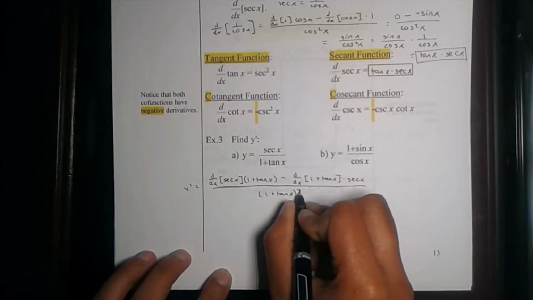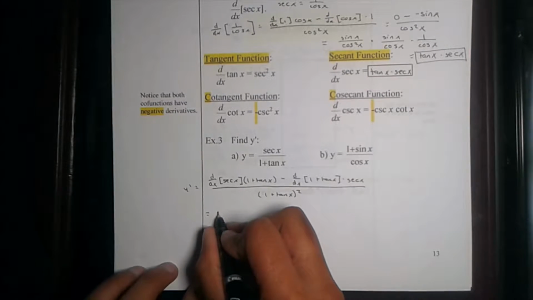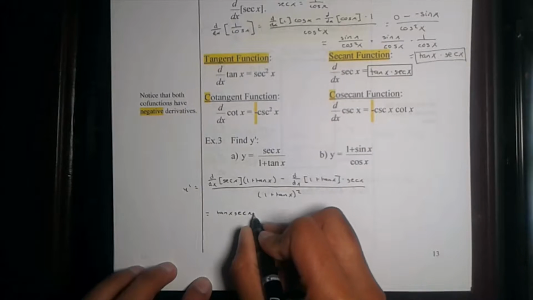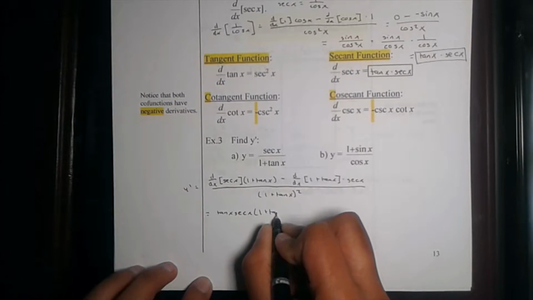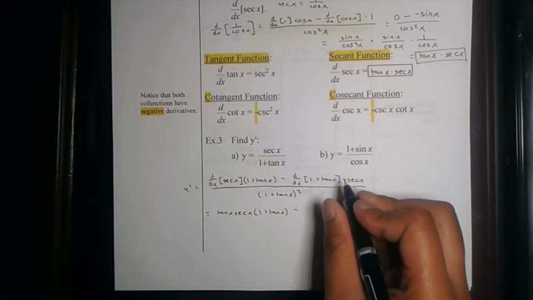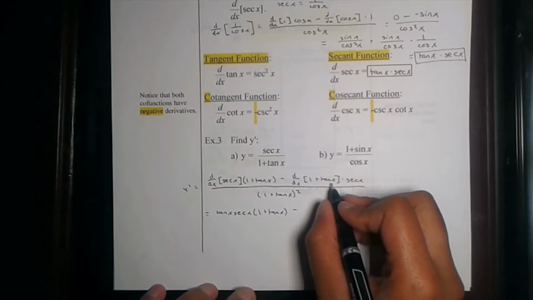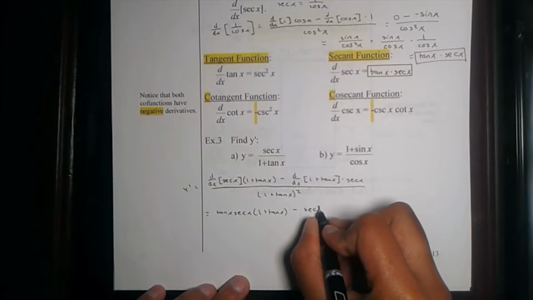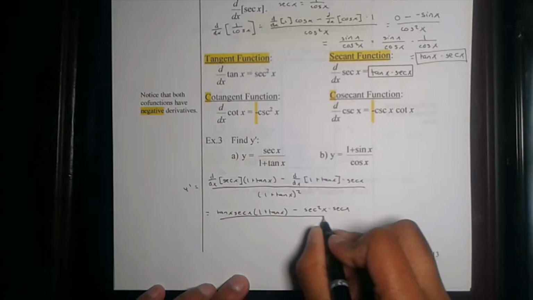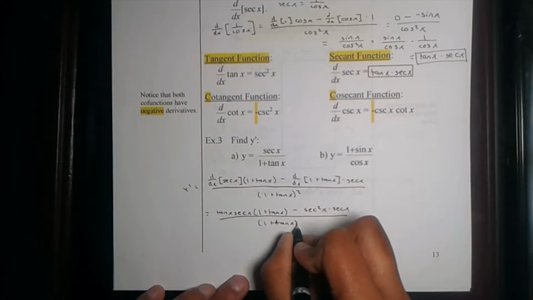And so the derivative of secant x is tangent x secant x, times 1 plus tangent x, minus the derivative of 1 plus tangent x. Derivative of 1 is 0. Derivative of tangent x is secant squared x. So that's all over 1 plus tangent x squared.